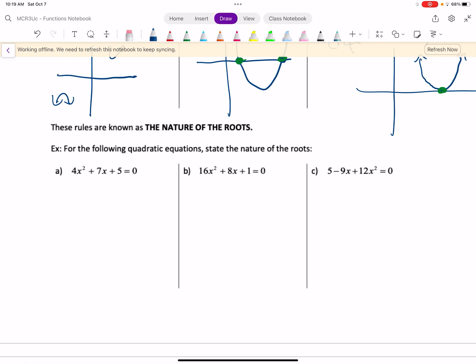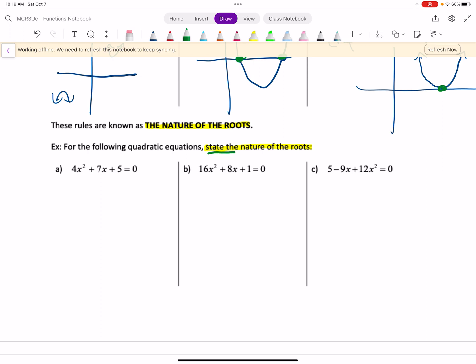These rules are known as the nature of the roots. So if you were to have a question that says, for the following quadratic equations, state the nature of the roots, you have to try to remember that what this means is that it's asking for the number of roots. So the nature of the roots really is representing the number of the roots. So you could try these yourself, or you can just follow along and write it down. Try to do it as much as you can yourself.